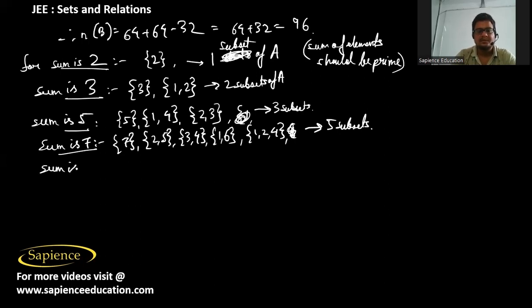Then the next sum is 11, after 7, 8, 9, 10, 11. So if the sum has to be 11, then we can take 4 and 7. We can take 5 and 6 also.